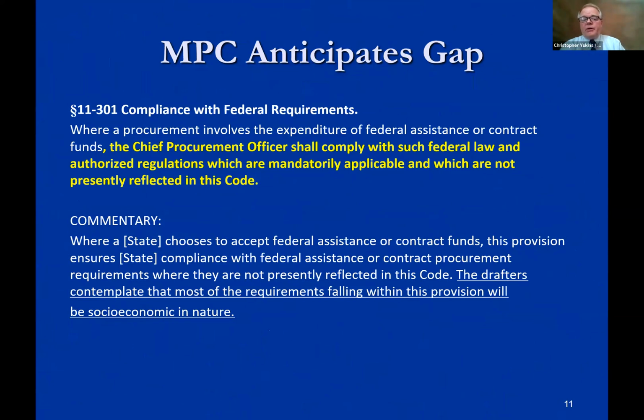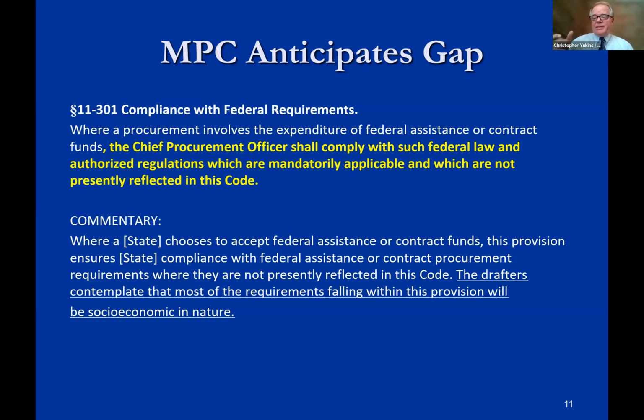Interestingly, the Model Procurement Code anticipates there will be gaps between the Model Procurement Code and the grants guidance, and emphasizes that those receiving federal grants will have to comply with the federal grants guidance. So the MPC realizes there might be gaps. And if you look at the commentary, what's interesting is that the states that adopt the MPC, or the local governments that adopt the MPC, are expected to follow the federal grants rules.